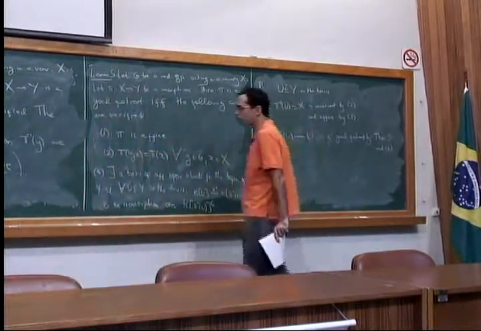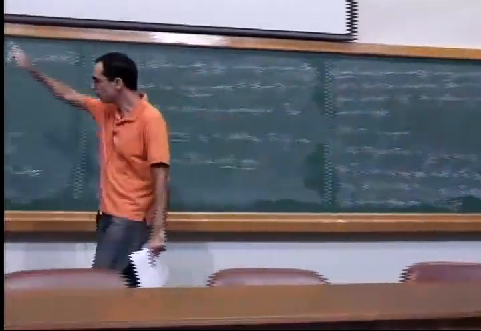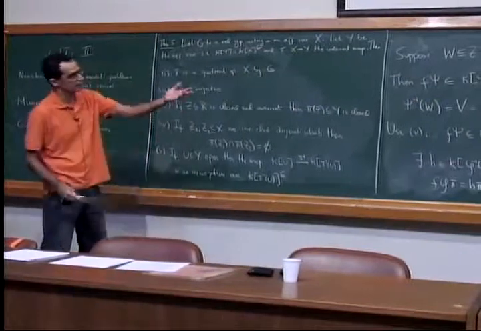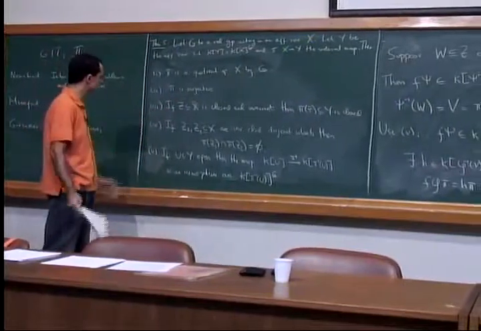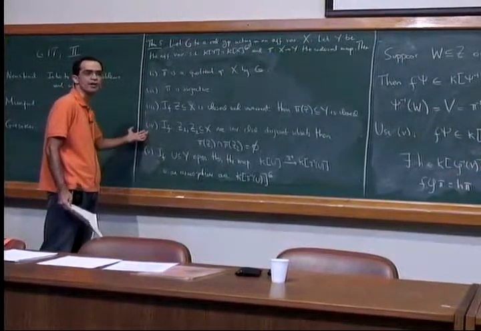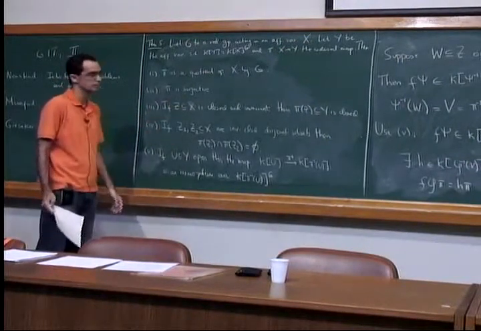So now if you have a good quotient, you have all these properties here. And if that is surjective, then the whole pi is surjective. Then you can prove all these statements by using the fact that they are locally true.